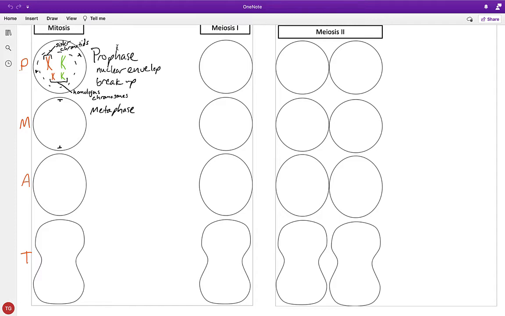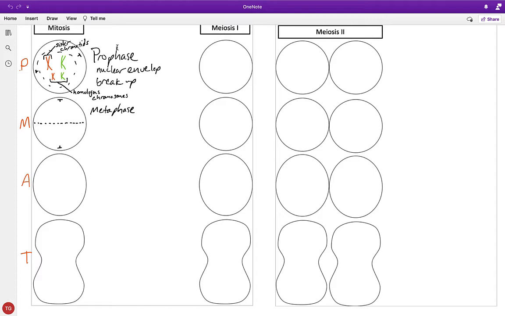And metaphase is a really simple one. It's about lining up along the equator of the cell. I could draw that equator in here as a dashed line. We wouldn't actually see it. An equator, of course, is just halfway between the poles. And our chromosomes are going to line up along that like this.